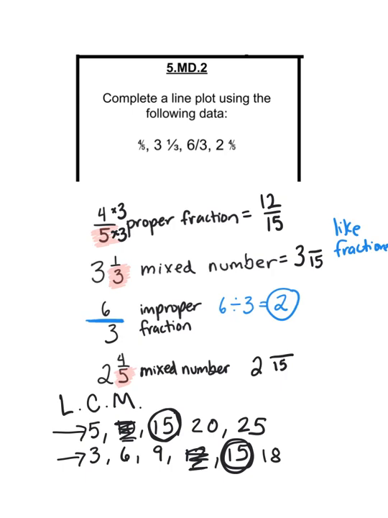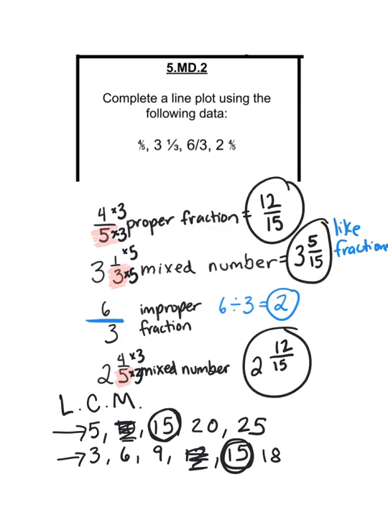So this gives me 12/15, 3 5/15, and 2 12/15. So now I have like fractions. They all have the same denominator, and then of course my 2. So then the last step for you guys is to simply place these values on your line plot, and I'll let you do that on your own.